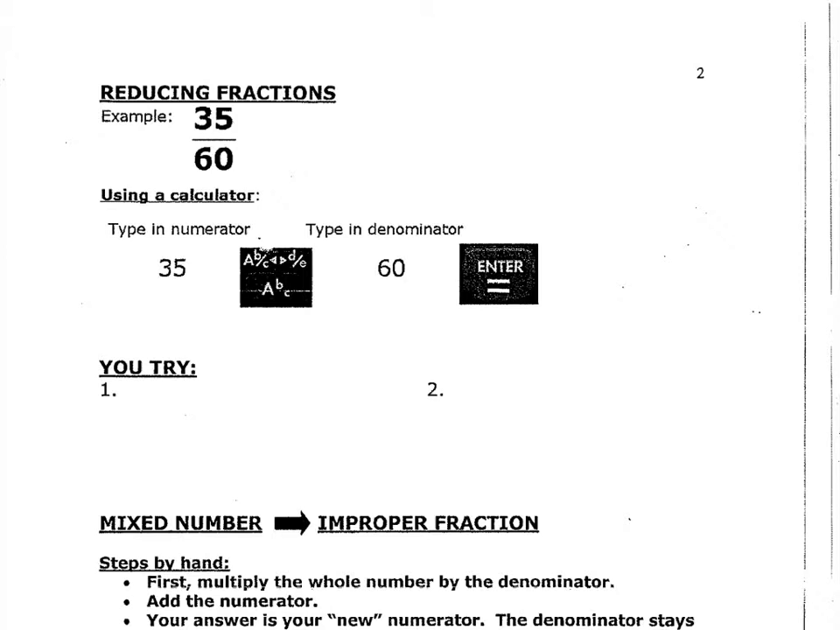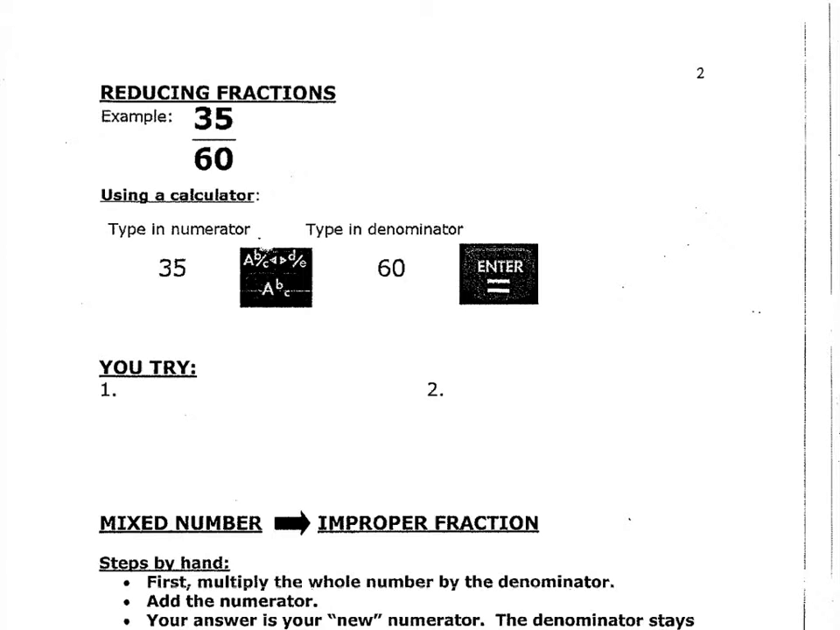Now, in the past, reducing fractions may have been an issue for you. I'm going to try to make this a little easier. We're going to use a calculator. I'm going to assume that you have the one that we use in class. Now, let's say you have the example 35 over 60. Some of you may have an issue reducing that, but we're going to use our calculator.